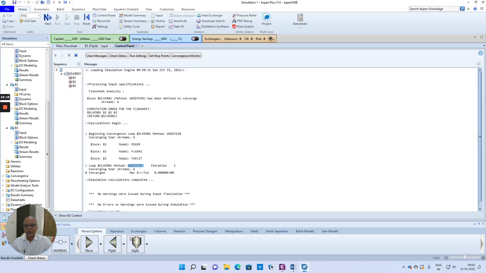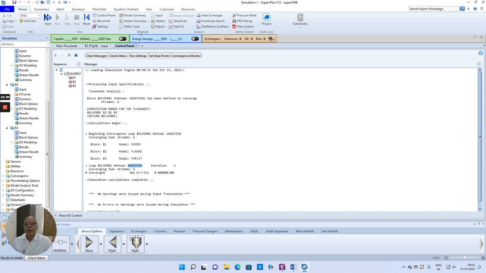Especially in this case, we know that there is no recycle, so there were no iterations. Only within the first iteration, the simulator was able to identify that stream 6 does not contain any material flow. So that's why it stopped, and we will probably see, when we put in some recycle, what will be the number of iterations and so on.